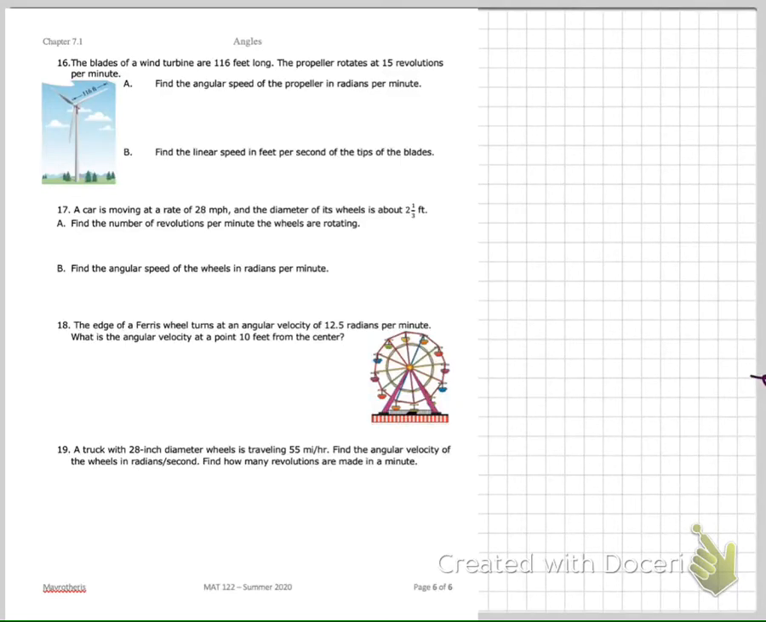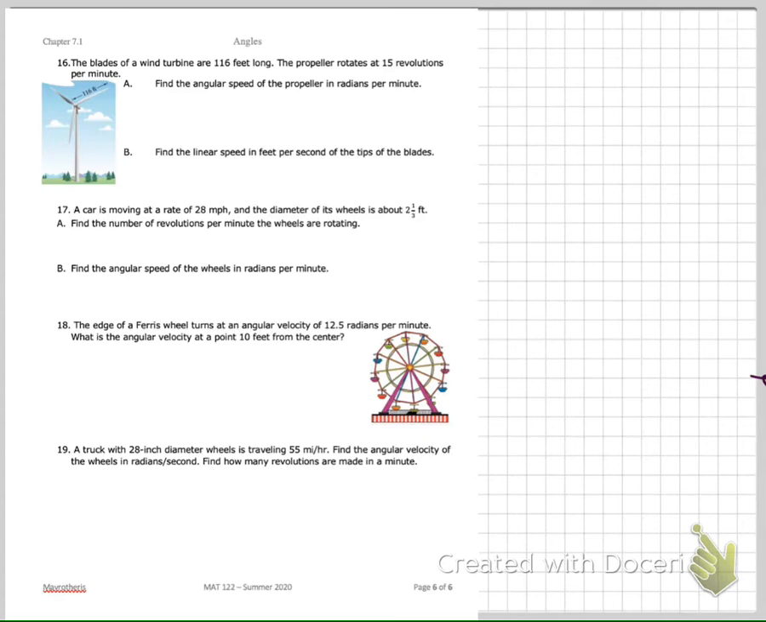Okay, here are the notes for chapter 7.1. This is page 6. Nothing but examples on this page. So, 16A, we've got the blades of a wind turbine at 116 feet long. The propeller rotates at 15 revolutions per minute. Keep in mind, one revolution just means one time around the circle.